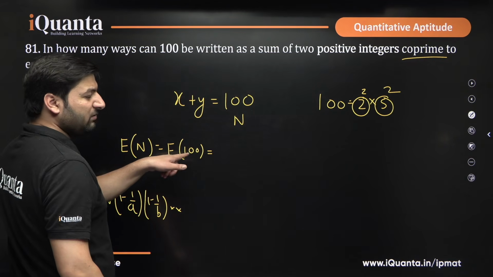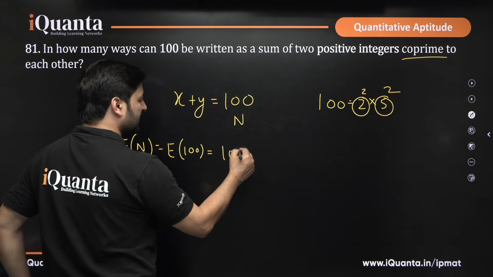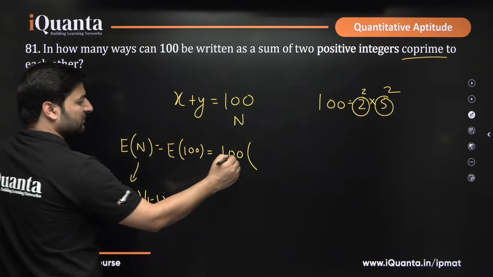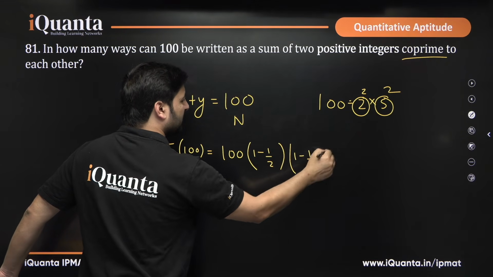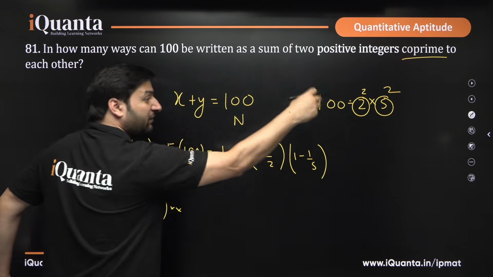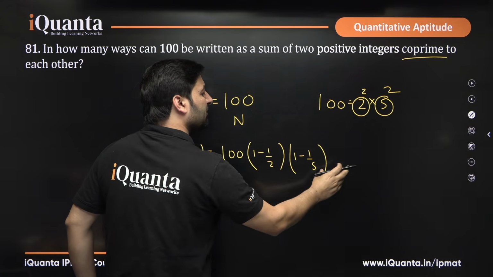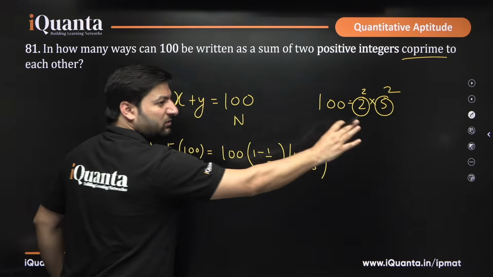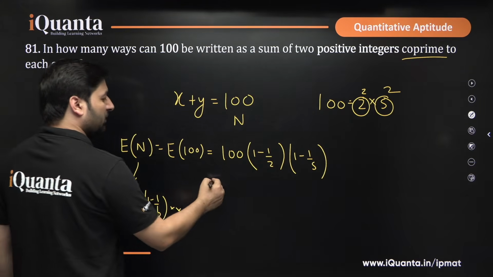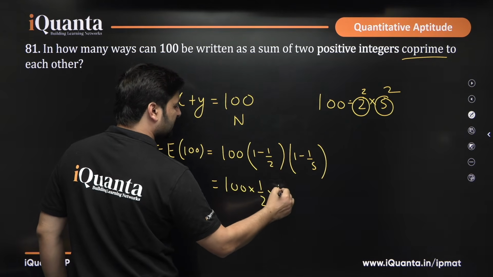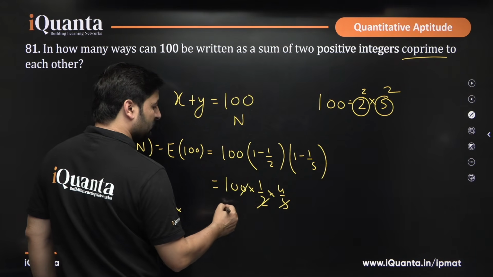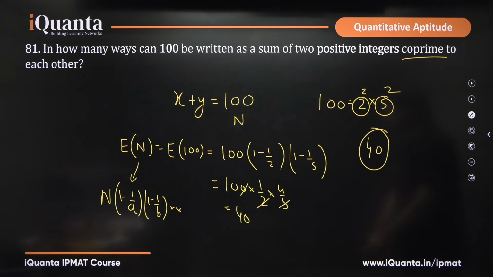So if you have to find out the Euler value of 100, it will be 100 into 1 minus 1 upon the first prime factor. So the first prime factor of 100 is 2, the second prime factor gives 1 minus 1 upon 5. If you would have had more prime factors of a number, you would have added one more bracket and written 1 minus 1 upon the other prime, okay. But this is what we have now. 1 minus 1 by 2 is half, 1 minus 1 by 5 is 4 by 5, 2 into 5 is 10, 0 cancels, we get 40. I hope that is clear.